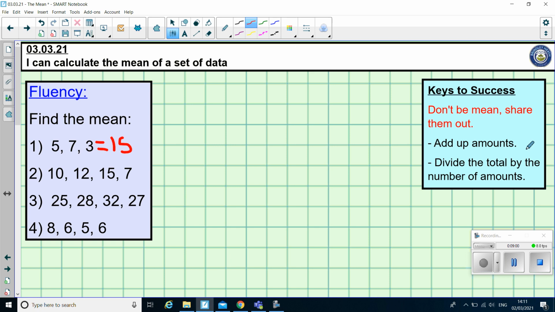So I've done step 1, I've added up the amounts. Next, divide by the total number of amounts. Well, how many amounts did I have? I had 1, 2, 3. So I've got to do 15 divided by 3. Show my working out. 15 divided by 3. My answer is 5. So for number 1, the mean is 5. Okay, I'd like you to have a go at doing questions 2, 3 and 4 following our keys to success. So pause the video now and have a go.